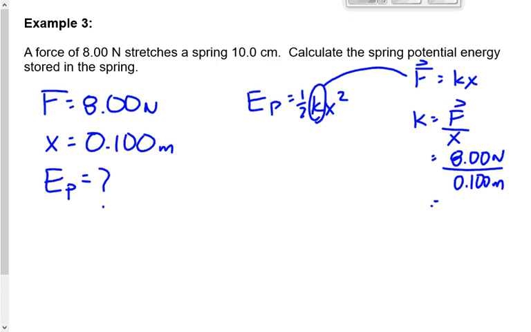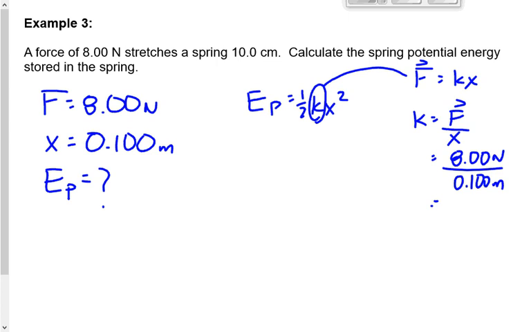Why am I using kx rather than negative kx? Because negative kx is for the restoring force that pulls it back. kx is for the force that I pulled it with, the applied force. I told you yesterday, though, if you get those two mixed up, don't panic about that. I'm not going to take off a mark for that.